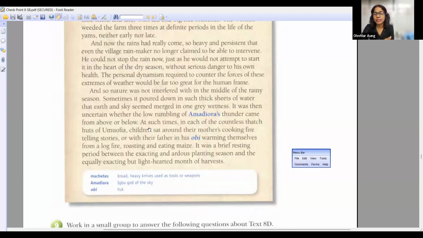During the dry season, if there is drought and most people long to have rain, at that time the rainmaker has to create the rain. But now, as it rains heavily, the rainmaker does not need to create the rain, and he cannot stop the rain either. It means the personal dynamism required to counter the forces of the extremes of weather would be far too great for the human frame.